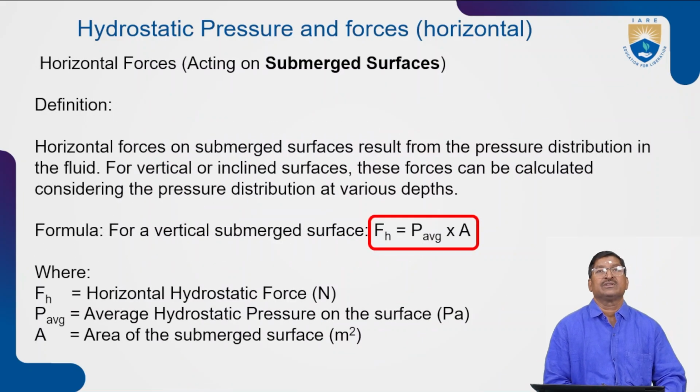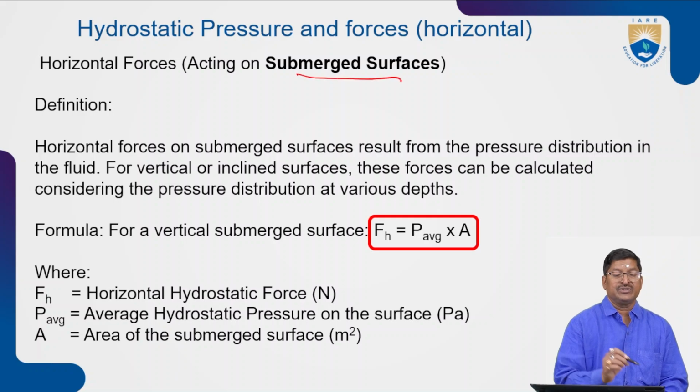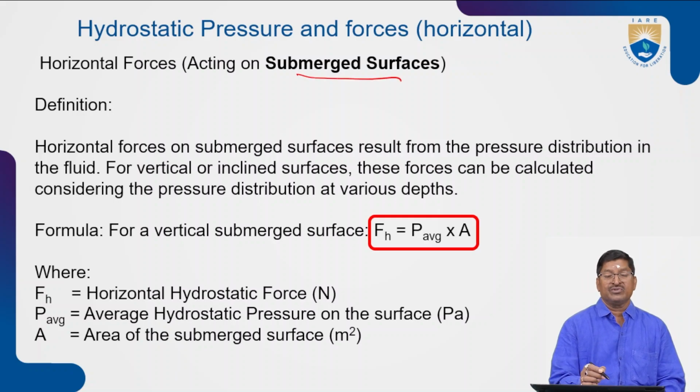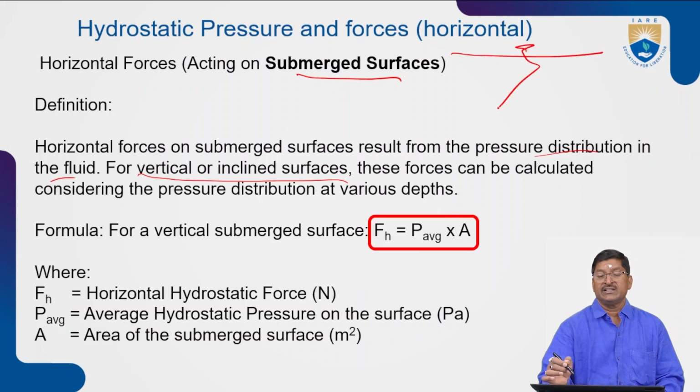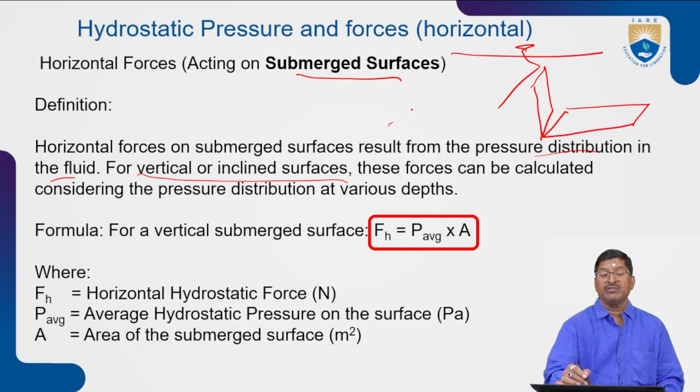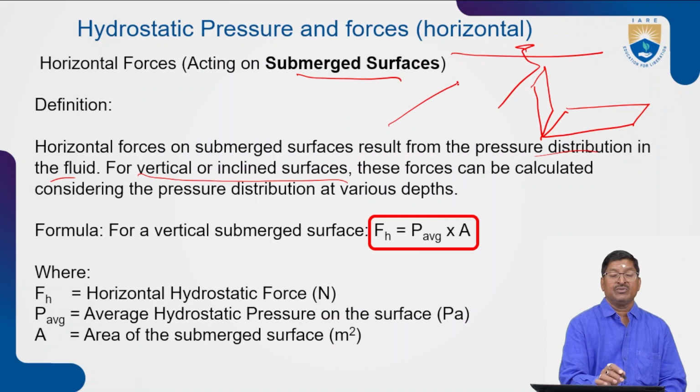Then horizontal force acting on the submerged surface. If you see the definition here, horizontal force on a submerged surface results from the pressure distribution in the fluid for vertical or inclined surface. So what is the meaning of this? If water is there, the surface can be in a vertical position, horizontal position, or even an inclined position. For the vertical or inclined surface, these forces can be calculated considering the pressure distribution at various depths.